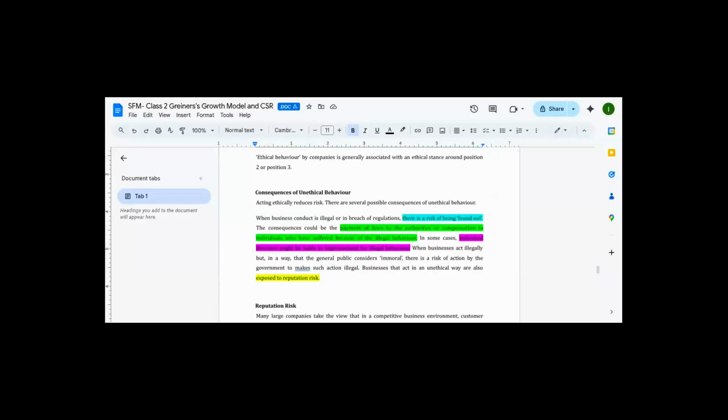Unethical behavior, if there is no response, can cause, one, reputational damage for the company. Unethical behavior can cause reputational damage for the company.